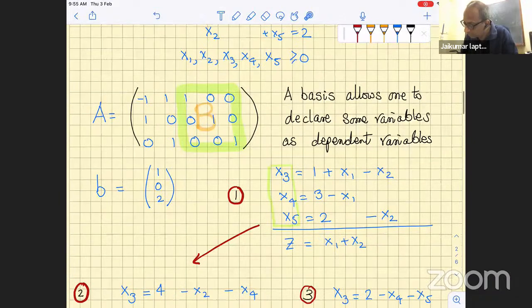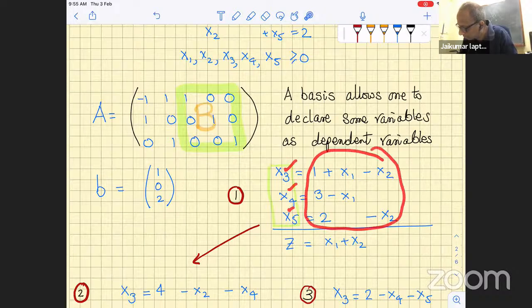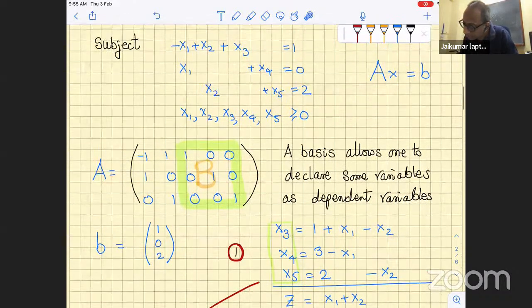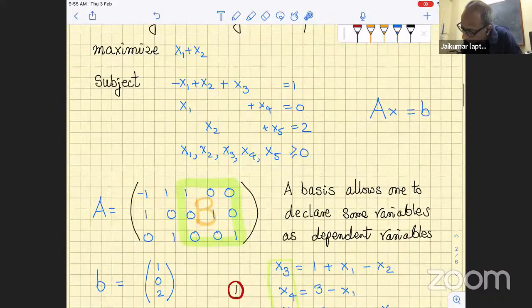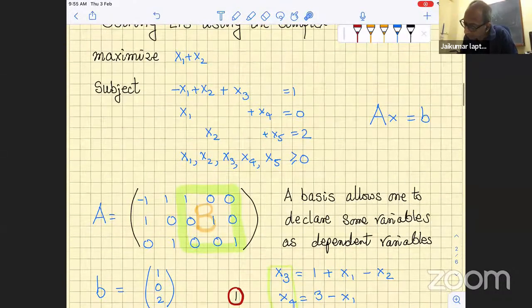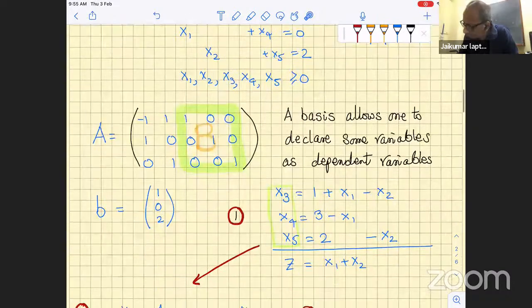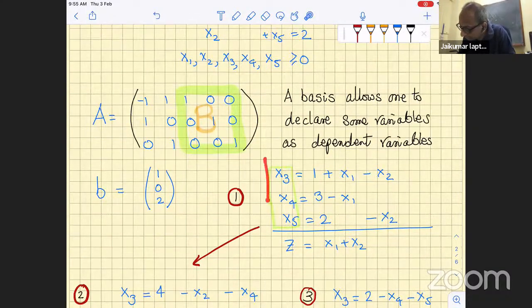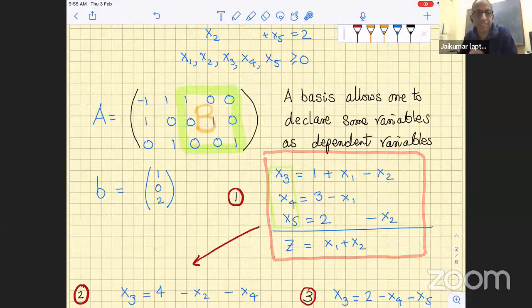Now, these variables can be expressed in terms of the other variables. And since we can do that, let us go and look at the objective function. Whenever a dependent variable appears in the objective function, we replace it by the right-hand side corresponding to that variable. In this case, because the objective function did not have any of these slack variables involved, it just stays as it is. So this is called for us the simplex tableau.